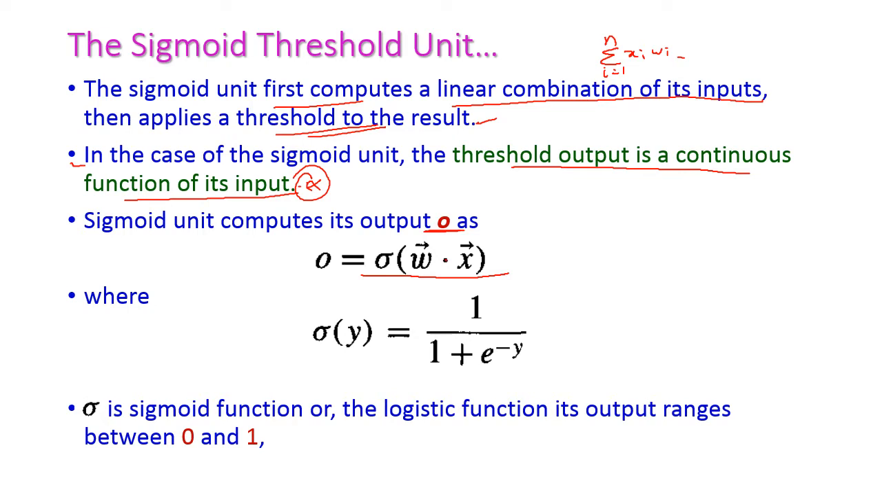Okay, we know the sigma of y is equal to 1 by 1 plus e power minus y. Therefore, it is 1 by 1 plus e power minus w vector into x vector. Here the sigma, that is the sigmoid function, which is otherwise called the logistic function, has an output range between 0 and 1. So this is 0, this is 1. The output of the sigmoid function lies between 0 and 1 only.